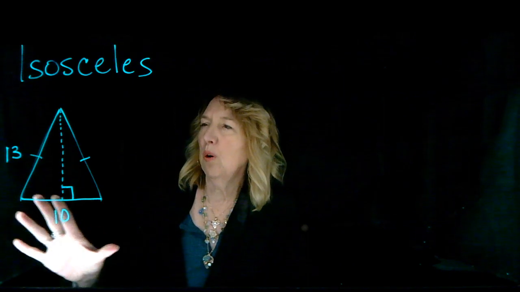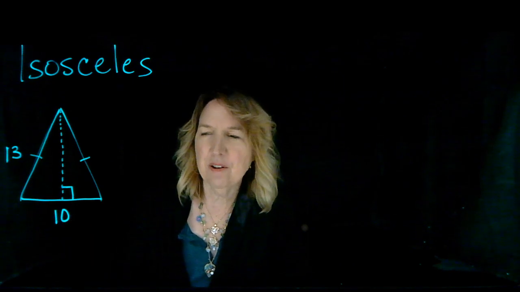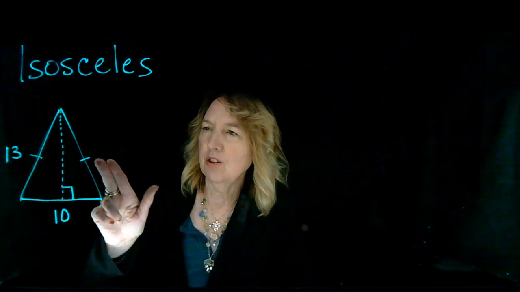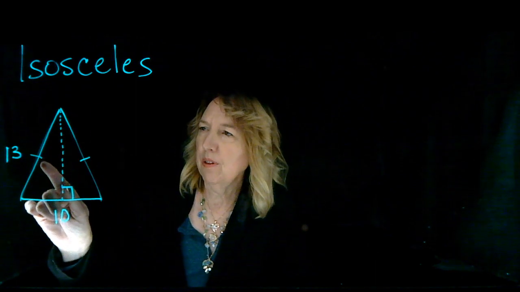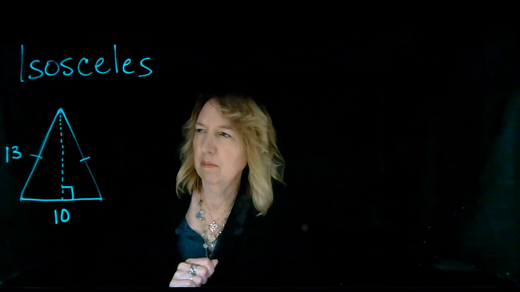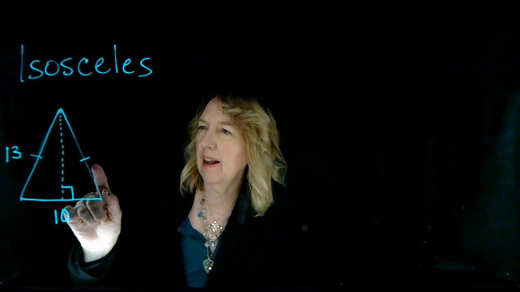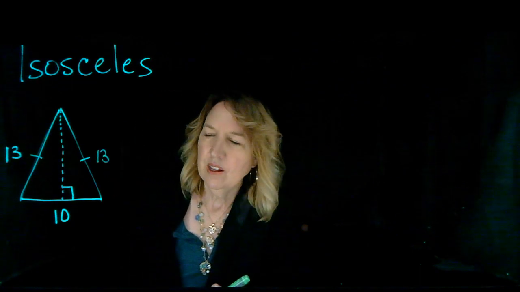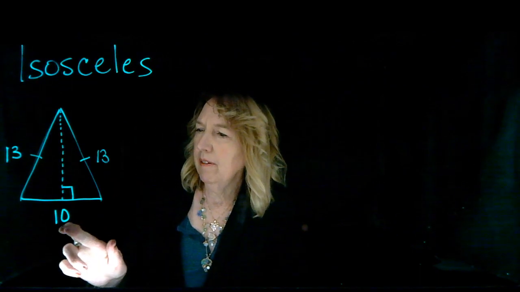Right, let's work with an isosceles triangle here. Isosceles means that two of the sides are equal. So that's what these tick marks indicate, meaning this is 13, and so this must be 13 as well. And here I have a 10.